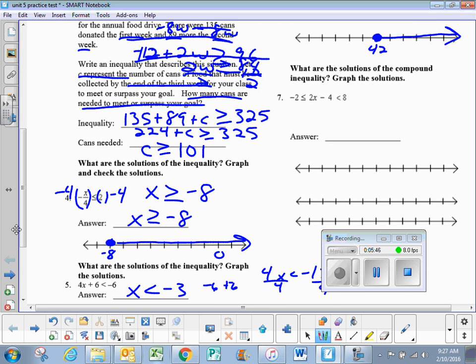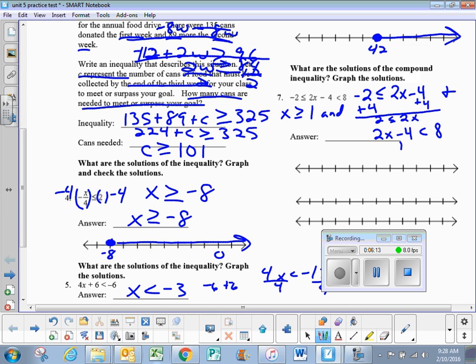This one is an and. Remember when we do an and, we want to go ahead and write 2 inequalities and solve them separately. So we have that, and then we have this. So we can go ahead and solve the top one by adding 4 and get 2 is less than or equal to 2x. So x is greater than or equal to 1 is one of my answers. X is greater than or equal to 1. And my other answer is 2x is less than 12, x is less than 6.